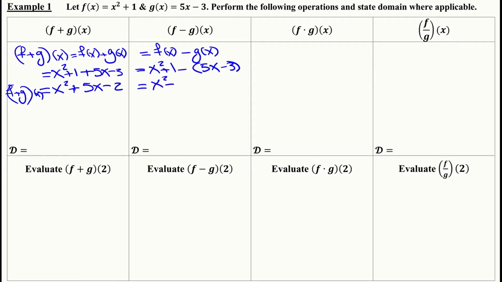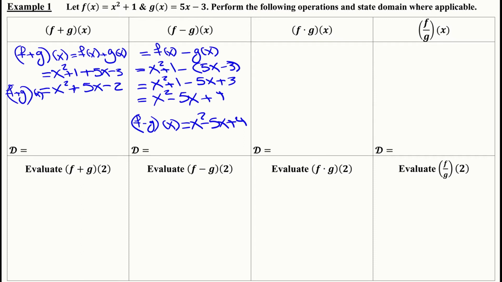So x squared plus 1 minus 5x plus 3. So we end up with x squared minus 5x plus 4. And that is what f minus g of x is going to be. So we can just say f minus g of x equals x squared minus 5x plus 4.